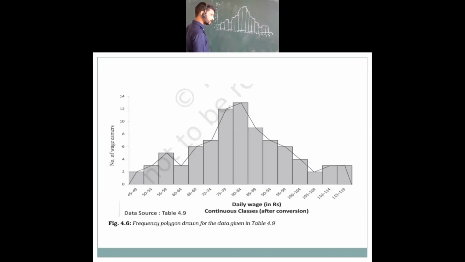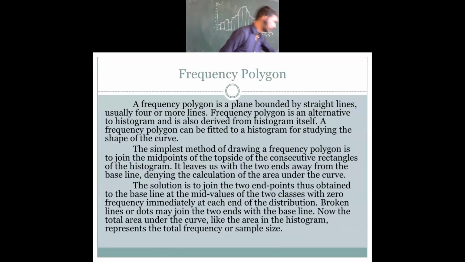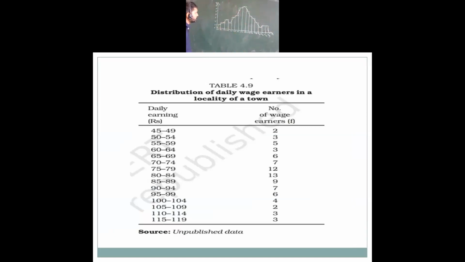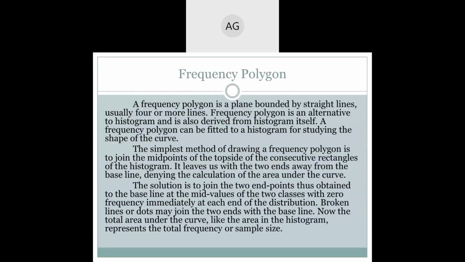Okay, sir. So this is what exactly you can see. The frequency polygon drawn by the data. That is the previous data. It was figure number 4.6. The data which we saw, the same, this one. On this basis, we have drawn the frequency polygon. Done? Understood this part, how it is? Yes, sir.